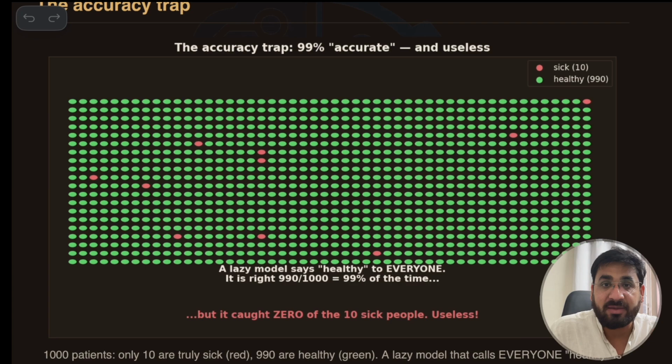I will tell you why. Because one part or one class is present in a very rare number, and that is 10. Model will fool you. Okay, so see here, if you do the testing and it will go through all these people, can you tell me, will it actually catch those red dots with 99% accuracy? It cannot catch a single person who is sick.